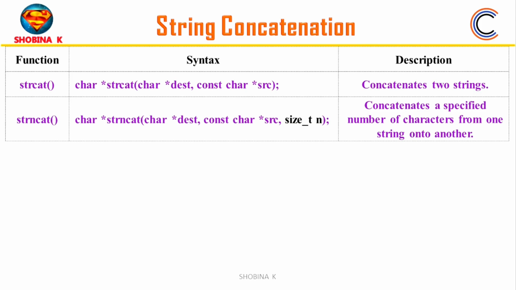Look at the syntax. Char asterisk indicates that the function returns a pointer to a character. Strcat is the name of the function. Char asterisk destination, const char asterisk source. These are the parameters of the function. The destination argument is a pointer to the destination array, and the source argument is the string to copy. This function works with null terminated strings and does not perform length checking.